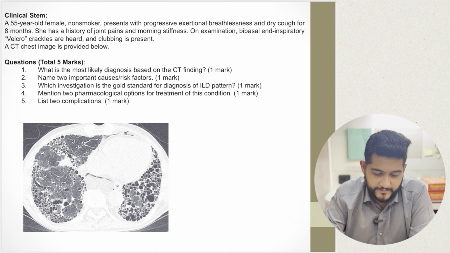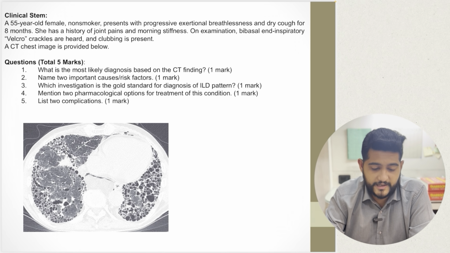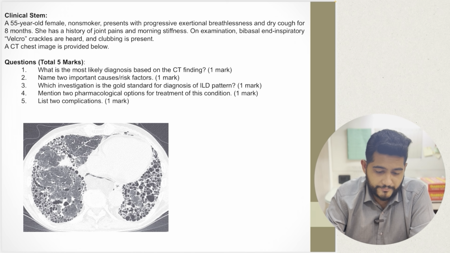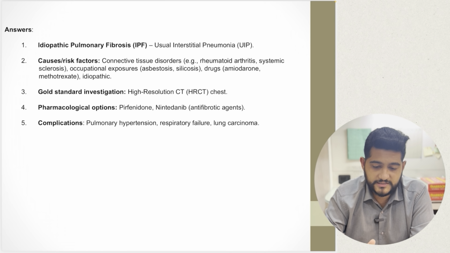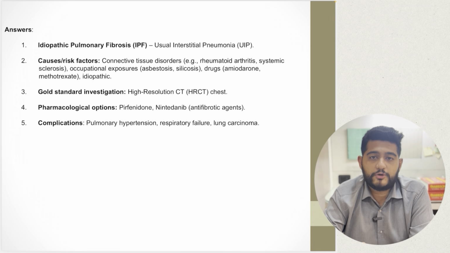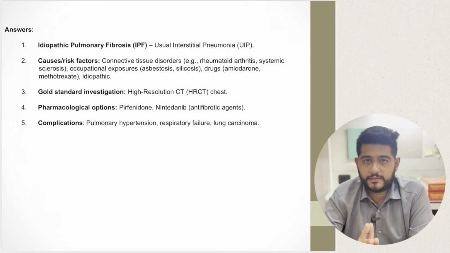If you see the CT, it's typical of the ILD. You can see a lot of honeycombing and the traction bronchiectasis and so on. So I think this is an image spotter, also one of the very favorite topics of the examiners. So the diagnosis is idiopathic pulmonary fibrosis, that is the usual interstitial pneumonia. Honeycombing, traction bronchiectasis mostly found in the UIP pattern.